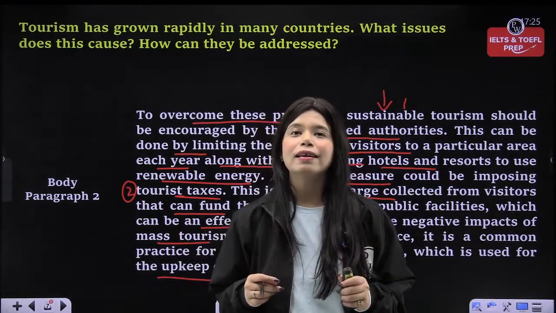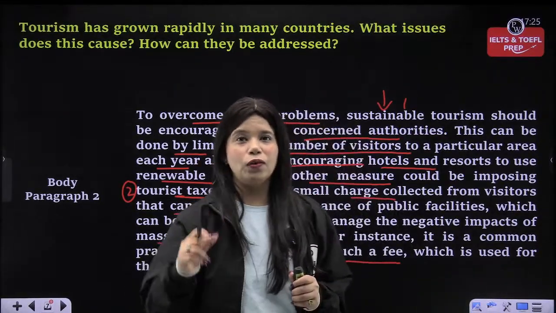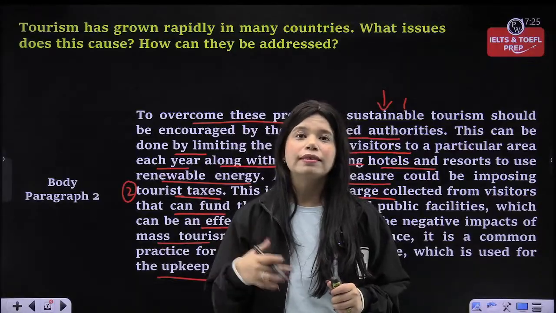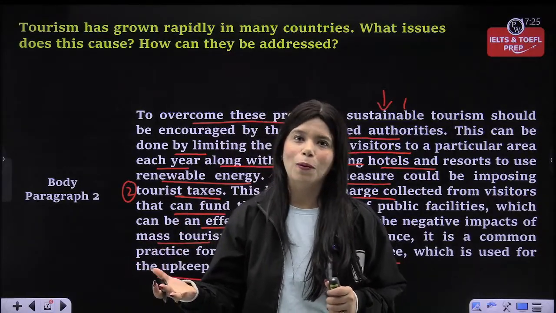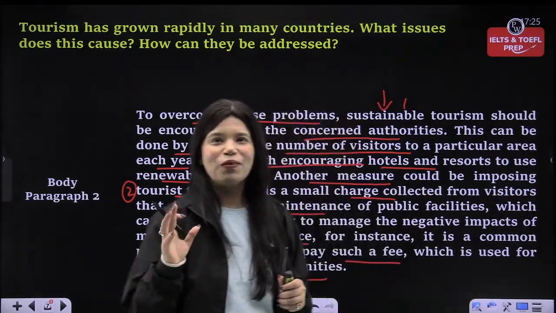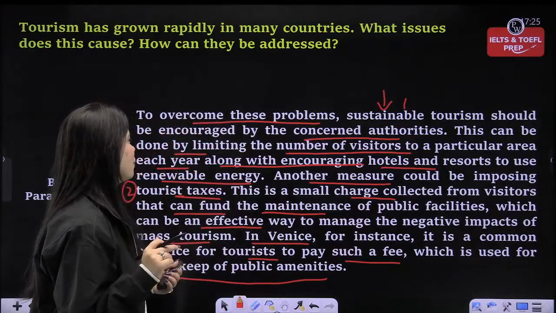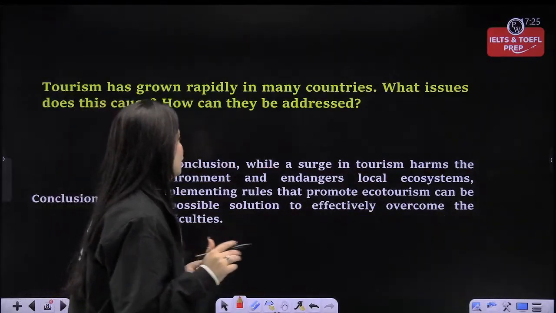Now let's see the final paragraph, and after that final paragraph we will see more possibilities under problem solution essay. Before wrapping up we will see that also. Okay, here you go with the conclusion paragraph.